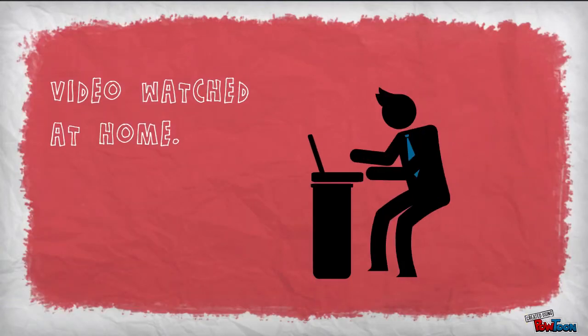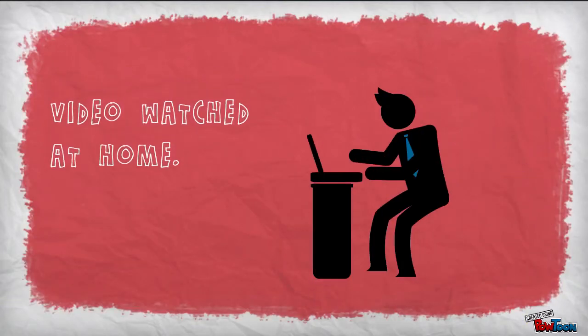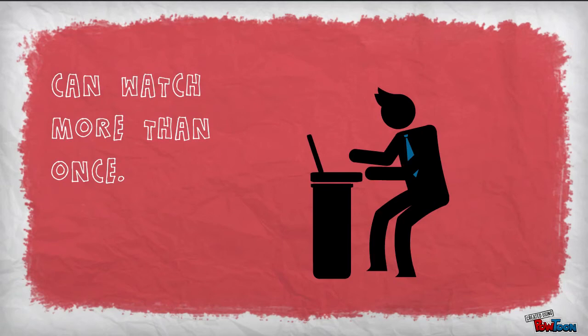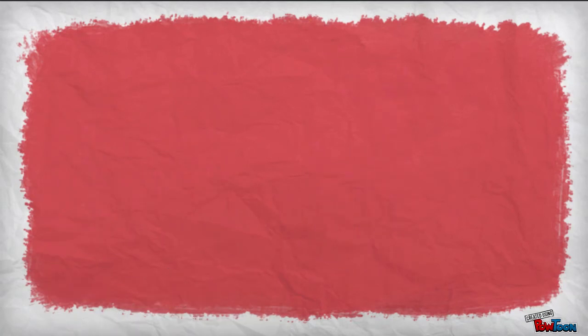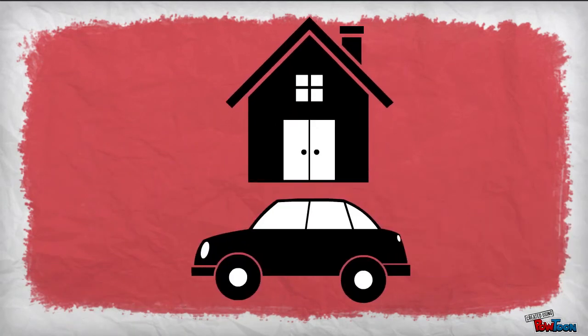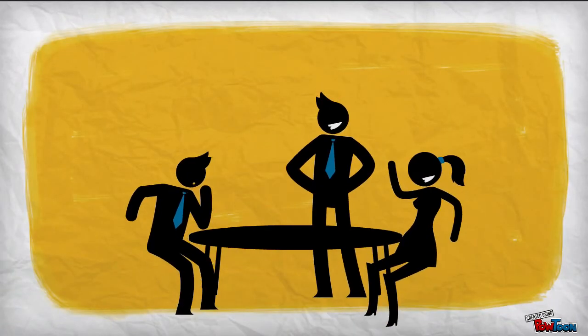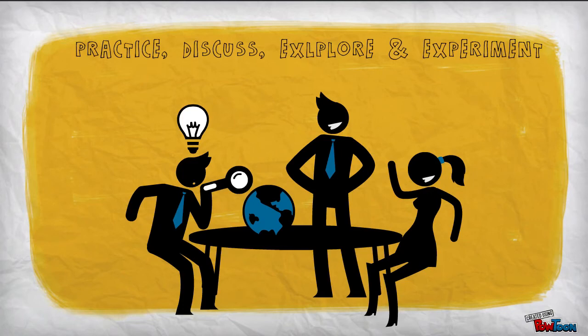With this method, instructional videos are watched at home. Students can watch the video more than once if they don't understand the first time. They then enter class with a basic understanding of the material. The more confident student returns to school. At school, students actively work with the teacher to practice, discuss, explore, and experiment with what they learned at home.